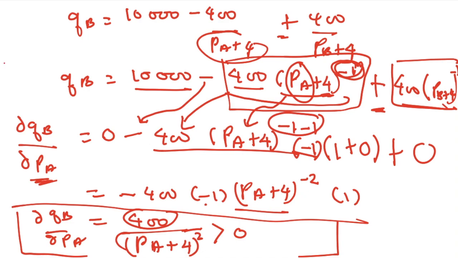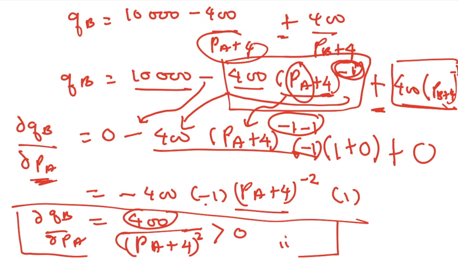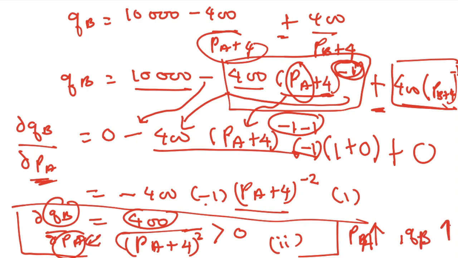Once you see a positive sign for both of them, for the first one here and the second one here, it means what? The relationship between QB and PA is positive. That means if the price of A increases, because we have the price of A here, quantity of B increases as well.